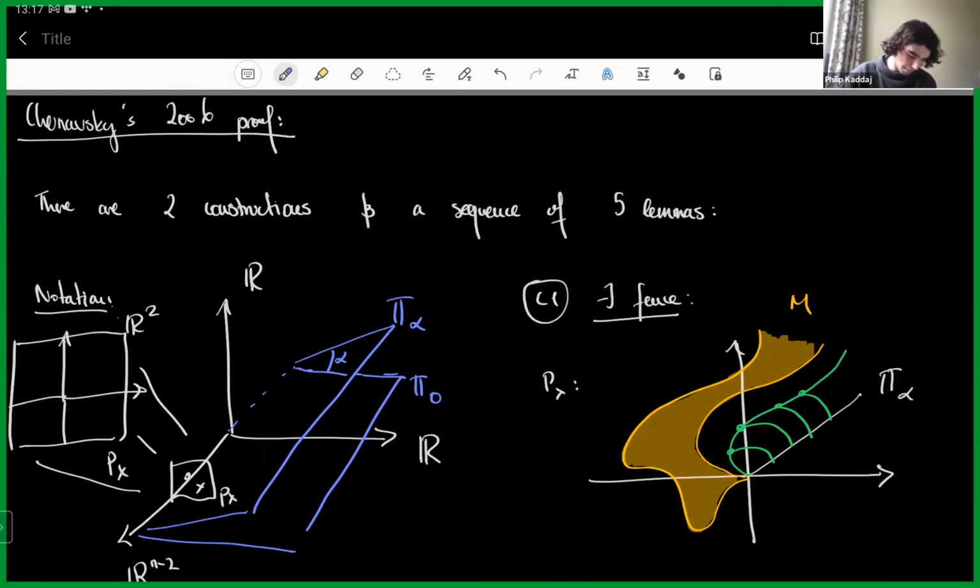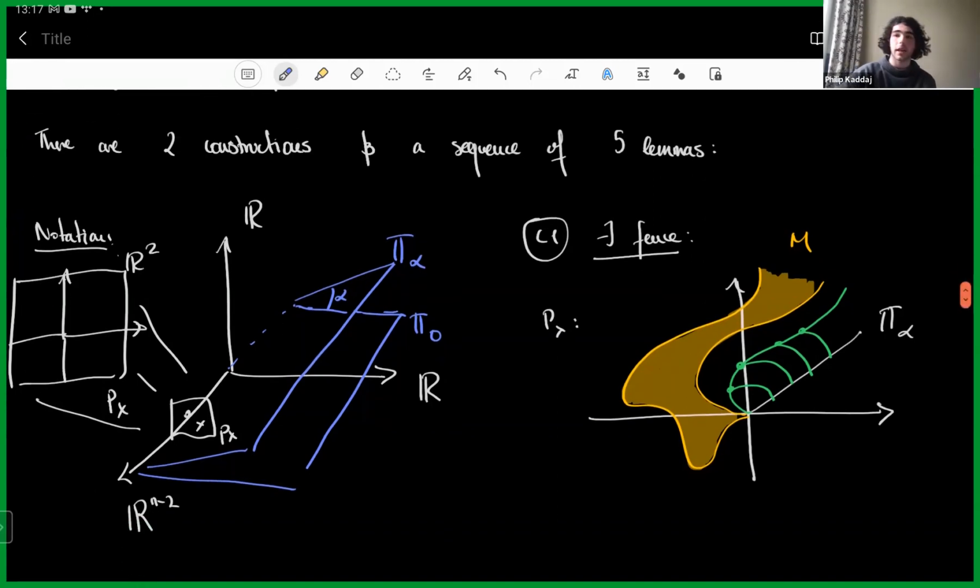Okay, so the idea is there's two constructions that are used, and a sequence of 5 lemmas. First I'll introduce some notation. We're going to look at Rn as Rn-2 cross R cross R. So here's a picture. I'm going to denote by pi alpha the half planes homeomorphic to Rn-1, which have boundary Rn-2 and make angle alpha with some prescribed plane, which I will call pi 0.